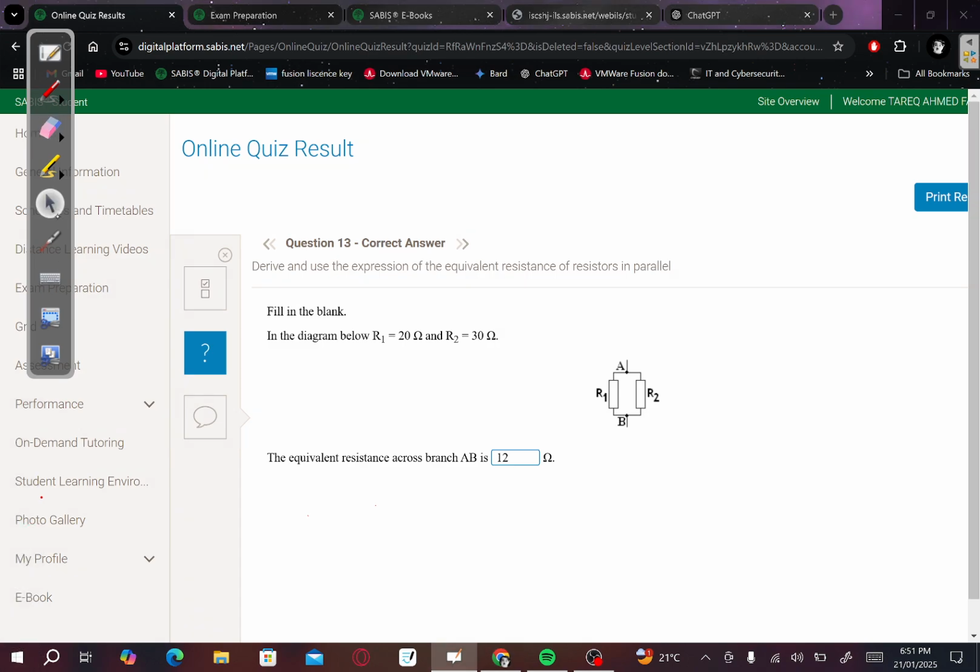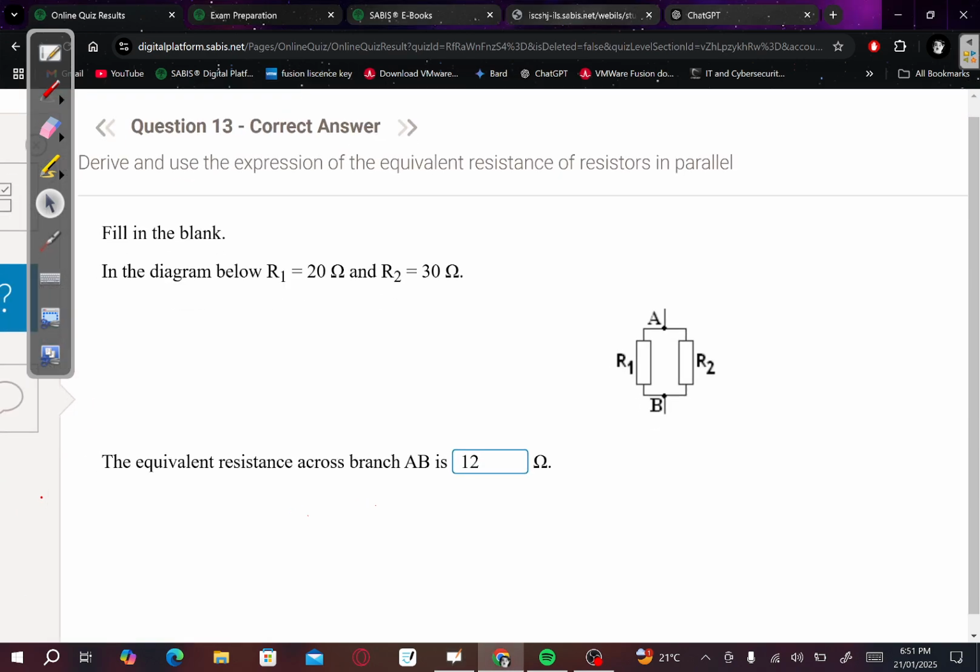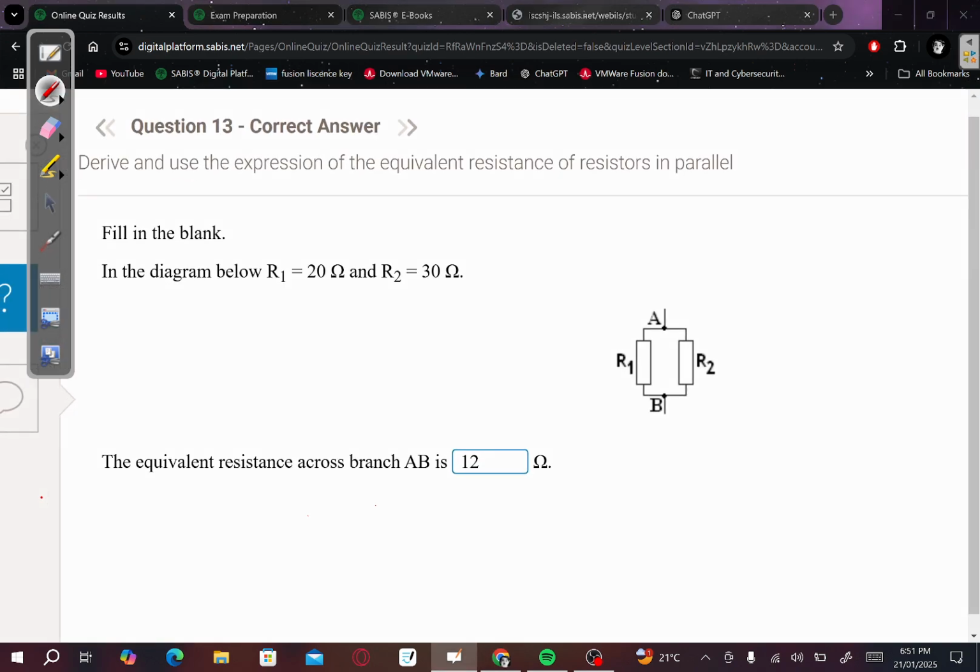So in the diagram below, the resistance is this and that. Okay, so let's just write it. R1 is 20 ohms, R2 is 30 ohms. Now the equivalent resistance is going to be 1 over R equivalent, which is 1 over R1 plus 1 over R2.